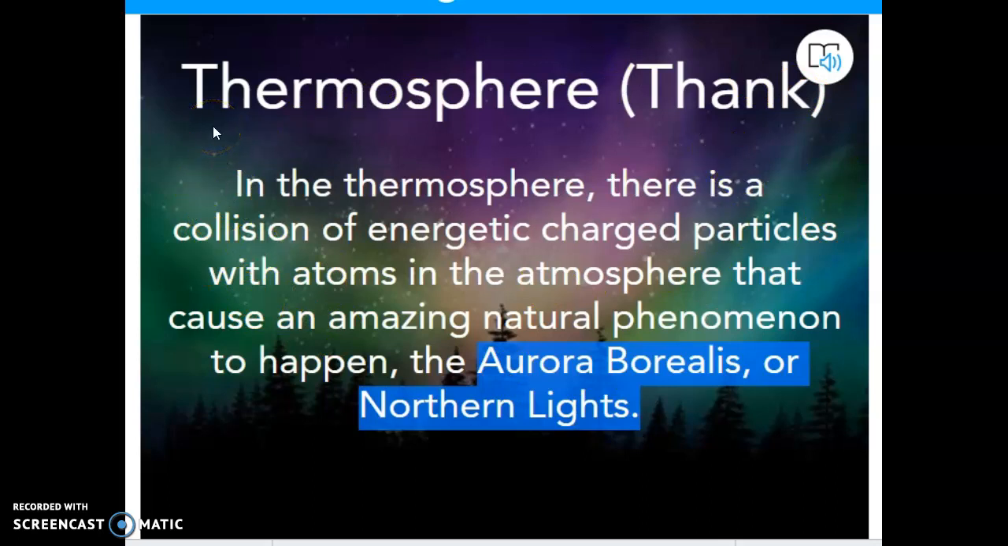This paragraph explains how it happens in the thermosphere. These charged particles kind of bounce off of each other. And when they do that, this natural phenomenon occurs. It's called the aurora borealis or the northern lights, and you should know both names.